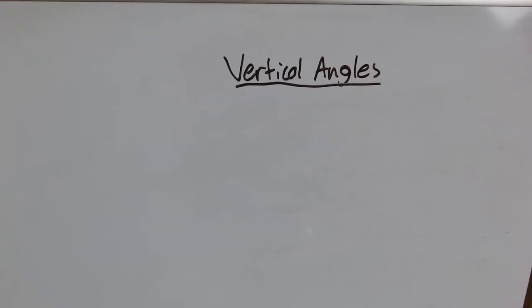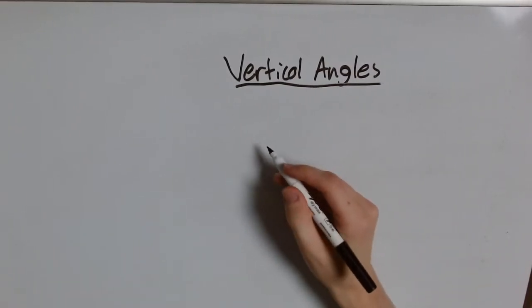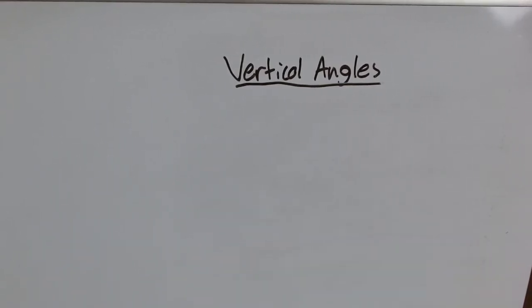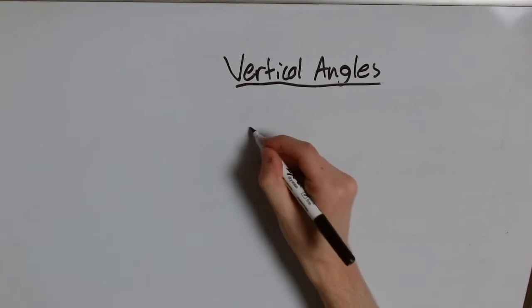Hi, today we're going to talk about vertical angles. A very unique property of angles you wouldn't normally expect. And if you expect any properties of angles, that is. Let's start with the definition, right?